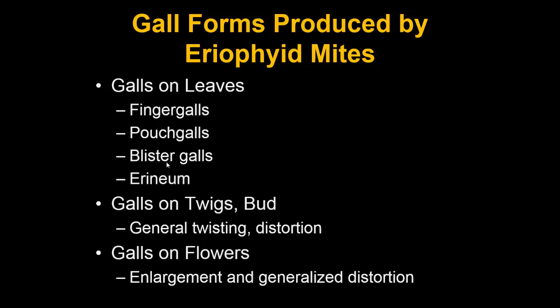So, gall forms produced by eriophyid mites: finger gall, pouch gall, blister gall, and erineum. They're on twigs or buds, a general twisting or distortion, and on flowers, an enlargement and generalized distortion. But let us move on to the next group.